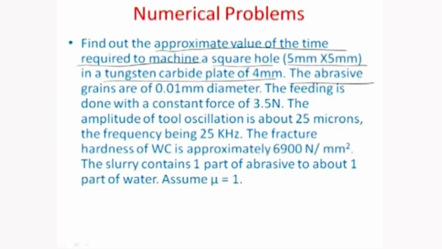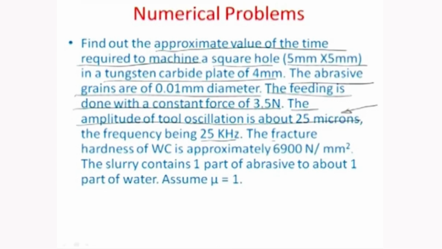The abrasive grains are of diameter 100 microns or so, 0.01 mm, and the feeding is done with a constant force of 3.5 Newton. So the average feed force F of the tool head is 3.5 newtons. The amplitude of oscillation of the tool is about 25 microns, which is typically the distance between which the tool operates. The frequency of operation is very high, about 25 kilohertz in the ultrasonic range, and some other parameters related to the metal are given here.